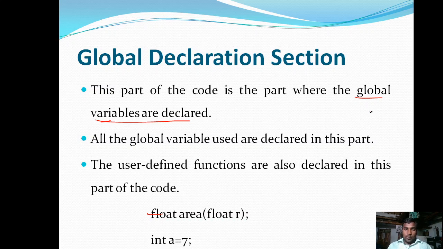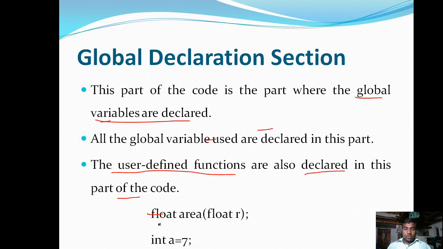In your program, if you want to declare any number of global variables, all of them must be declared in the global declaration section only. And if you want to define any user defined functions, those must also be declared there. Sorry, there is a lot of difference between declared and defined, which can be discussed in later slides. So these user defined functions are declared in the global declaration section.